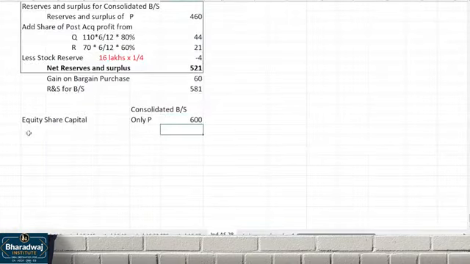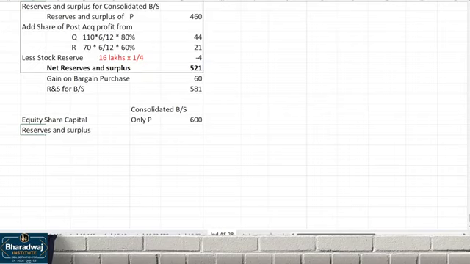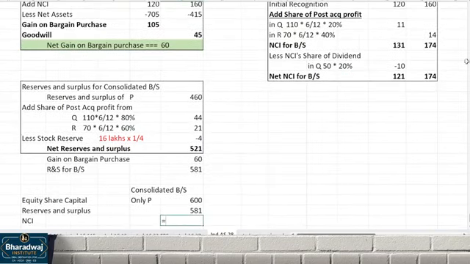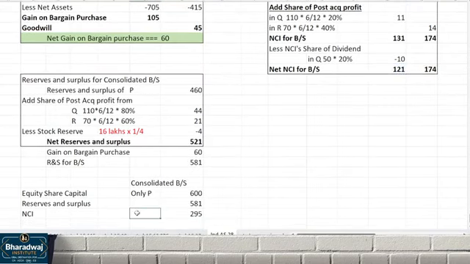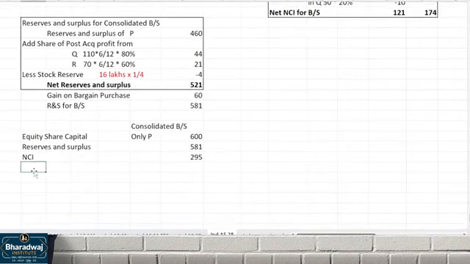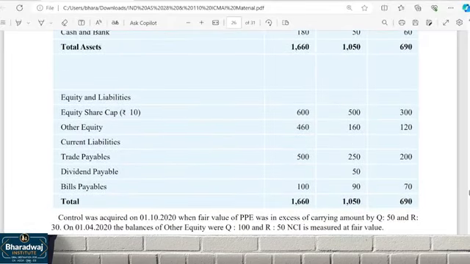Then reserves and surplus. This 581. NCI value we worked out. NCI value we worked out, how much? 121 plus 174. NCI value will come. Workings we have done. What is the next liability given?